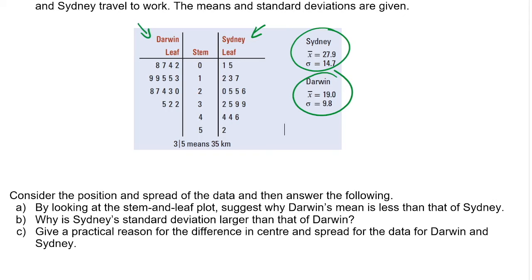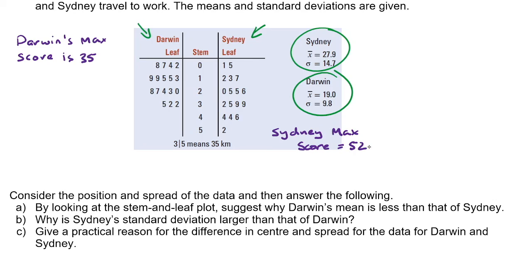So if we look there, the maximum score for Darwin is 35. It's pretty straightforward. If that's the max score and the max score for Sydney is 52, that's going to automatically have an effect on the mean. Okay, so because the higher score for Sydney is far greater than that for Darwin, Darwin's mean is less. So we can even write that in. Darwin has a lower maximum score than Sydney. That's the big issue.